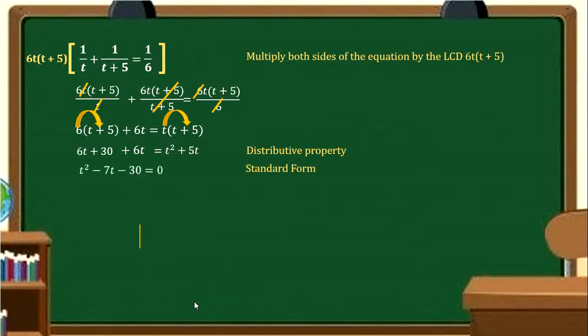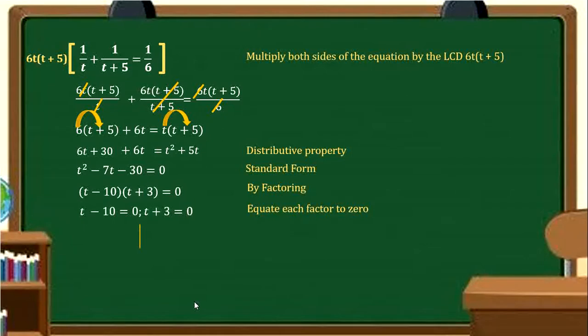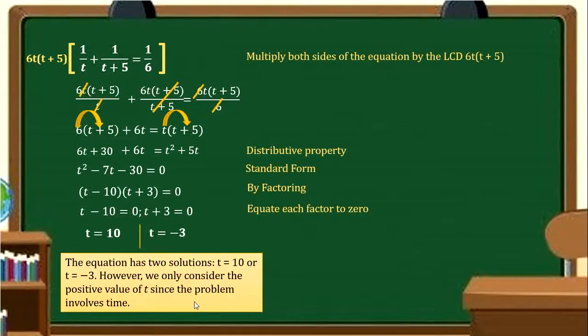So, in standard form, we have t squared minus 7t minus 30 equals 0. By factoring, we have t minus 10 and then t plus 3 equals 0. So, magiging t minus 10 equals 0 and then t plus 3 equals 0. So, the value of t is 10 and then the other one is negative 3. So, the equation has two solutions: t equals 10 or t equals negative 3.